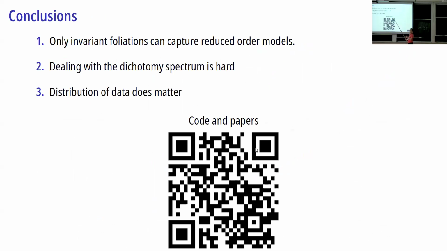I have to tell you conclusions, right? At least that. So only invariant foliations can capture reduced order models. That's my statement. You can probably disagree with that. Dealing with exponential dichotomy, or at least finding invariant vector bundles, is the hardest part of this process. Once you've done that, these get corrected in the fitting process. So don't worry if you didn't get them right the first time.